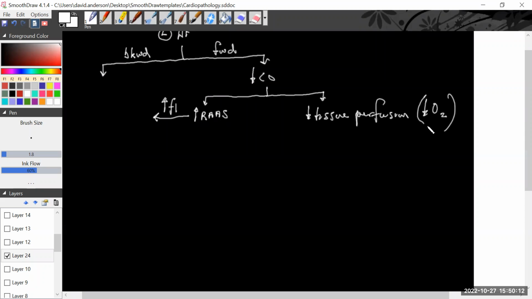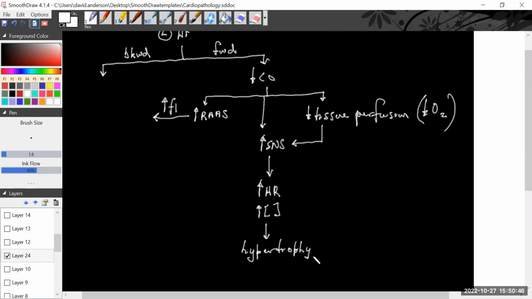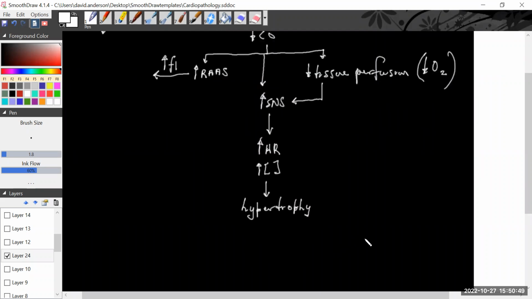And our decreased cardiac output is going to cause a decrease in tissue perfusion, which is going to increase the sympathetic nervous system, which we know is going to happen in compensation as well. And when we do that, we increase heart rate, we increase contractility, and we get hypertrophy. So our heart is going to enlarge, and eventually that becomes a problem.